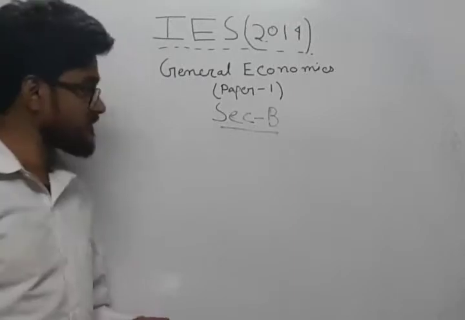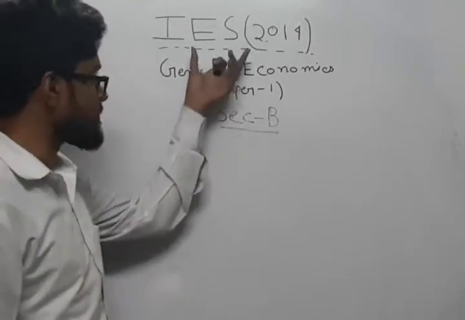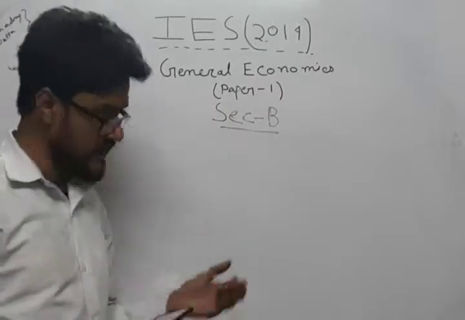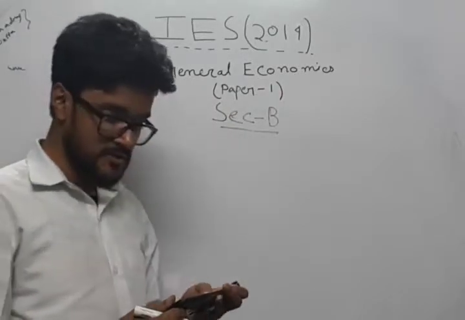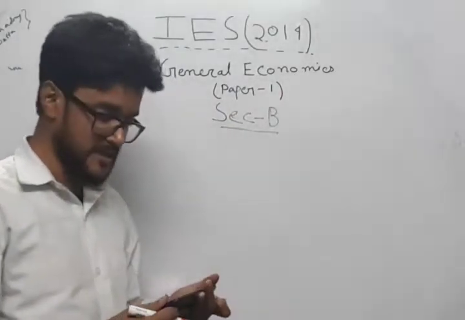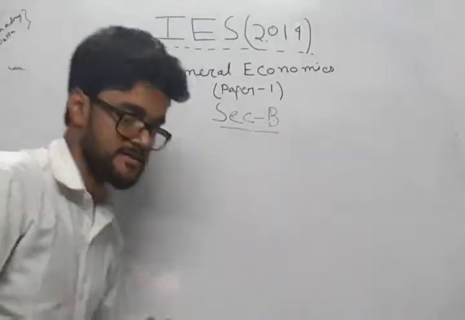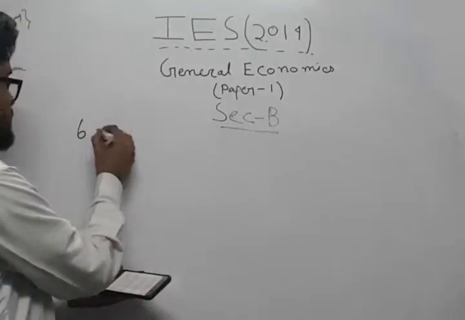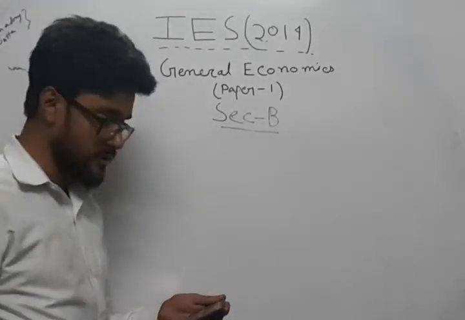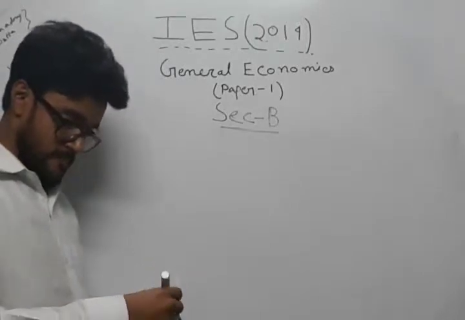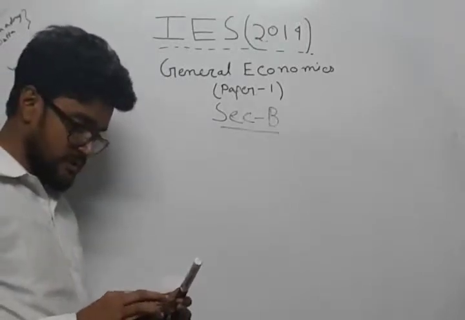In today's lecture, we'll be covering a question from IES 2014 General Economics paper 1, section B. The question number is question number 6. So from section B, we'll be solving question number 6. First I will read out the question so that it will be easier for you to understand what they are actually asking for.